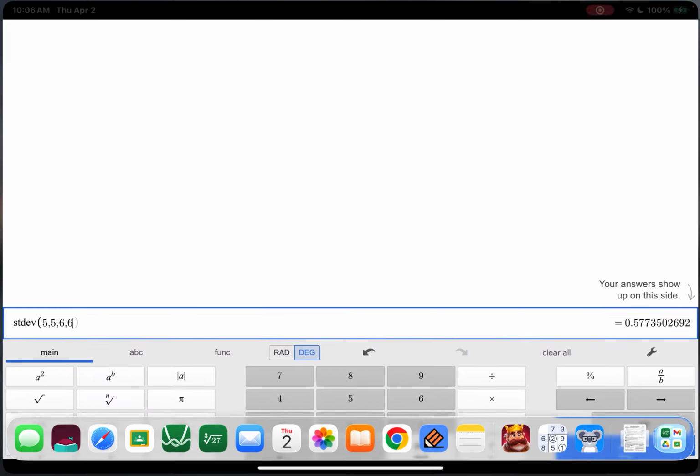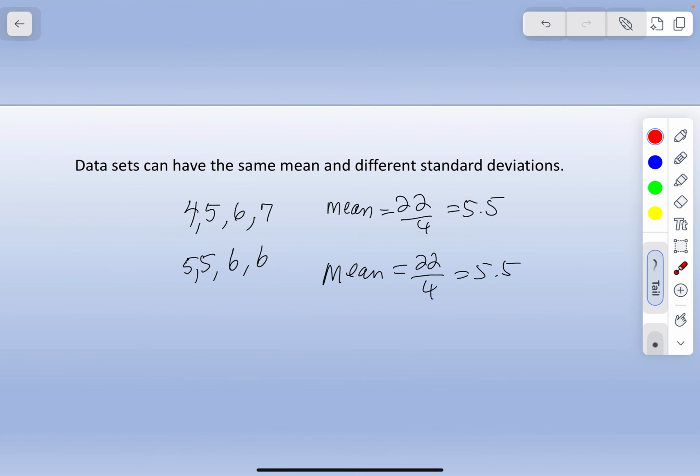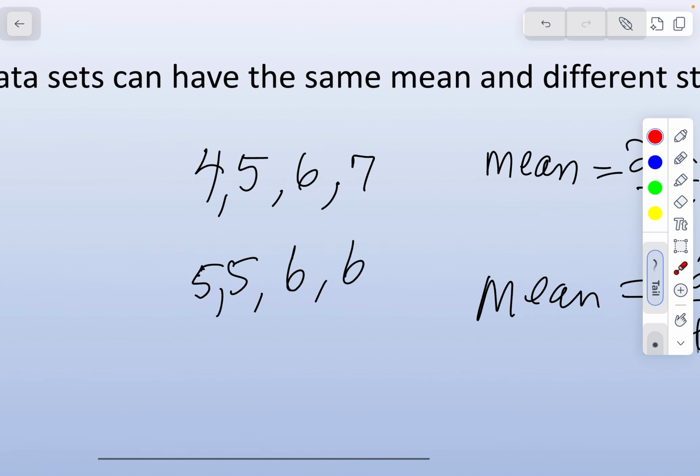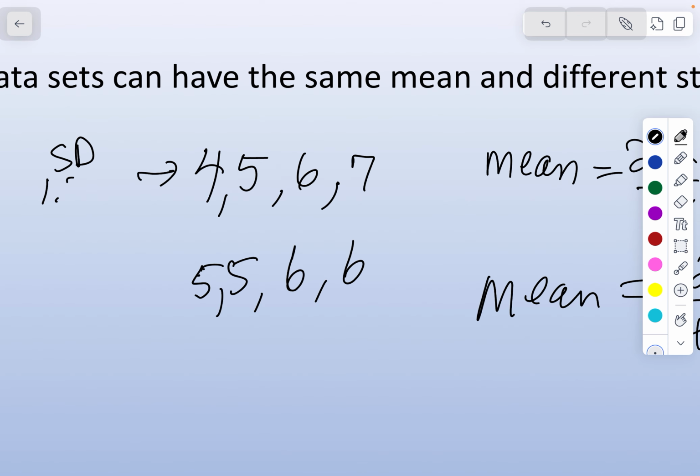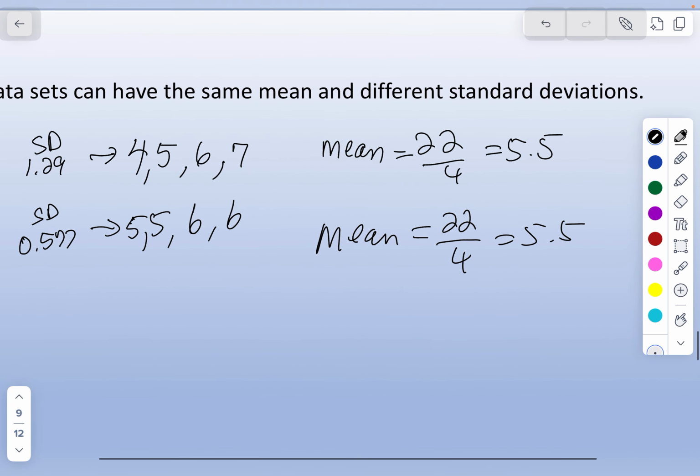Let me go back. Oh, there we go. So this one has, sorry, my pen, there we go. This one has a standard deviation of 1.29. They're spread a little bit more. This one doesn't have much spread at all. It only has a standard deviation of 0.577. Same mean, different standard deviation, different spreads. Okay.